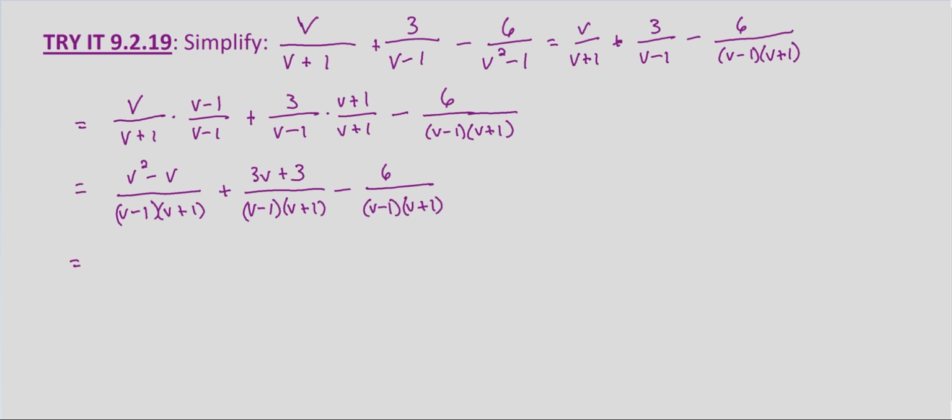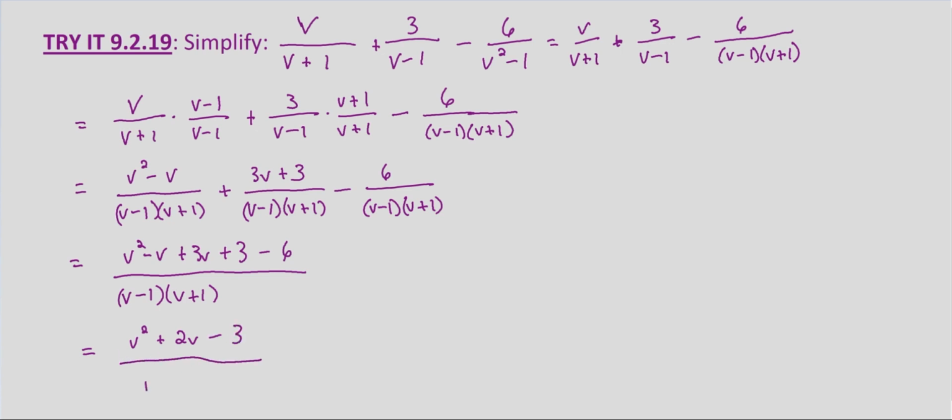Now we'll put those all over our common denominator. We have v squared minus v plus 3v plus 3 minus 6, and that's all over v minus 1 times v plus 1. Combining like terms, we have v squared, minus v plus 3v is plus 2v, and then plus 3 minus 6 is minus 3. And again, that's all over v minus 1 times v plus 1.